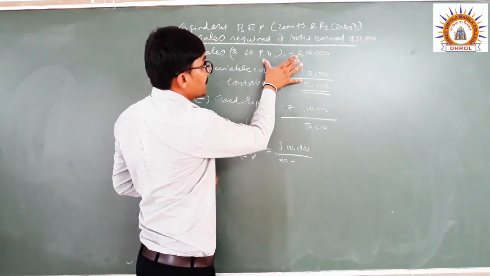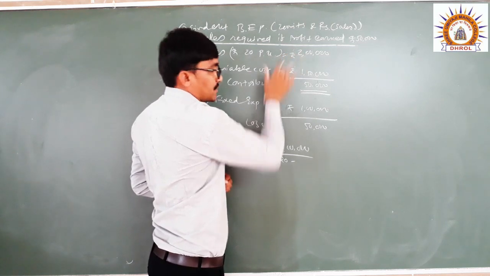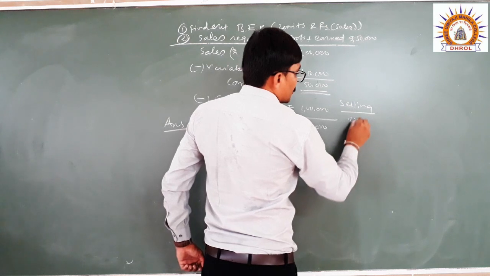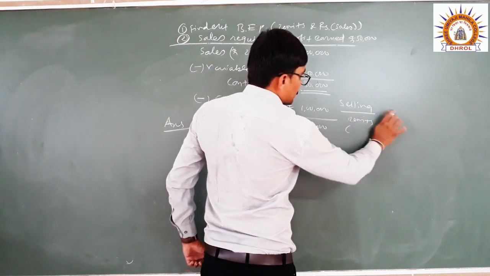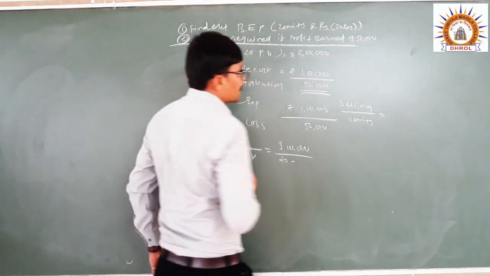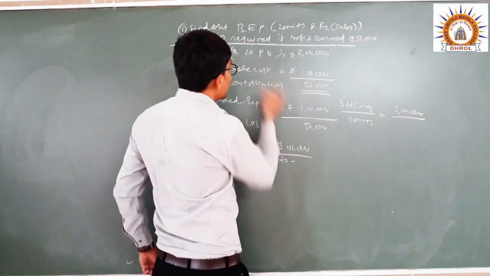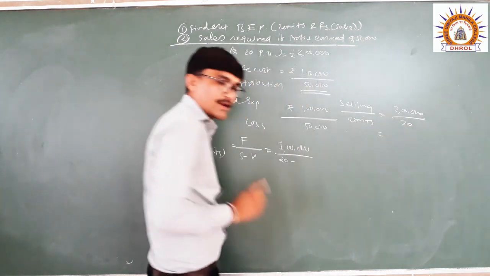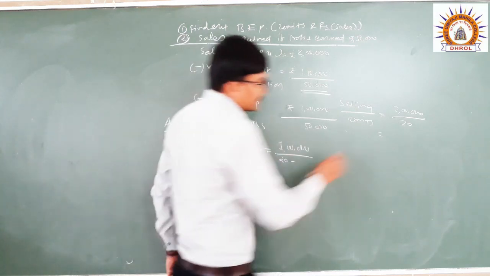How can we calculate units? It means the units produced and sold. So the selling units are possible to calculate here. How can we calculate it? The amount of rupees 2 lakhs of sales is given, divided by rupees 20 per unit, which is given. So how many units were produced and sold? Right? 10,000 units were produced and sold.